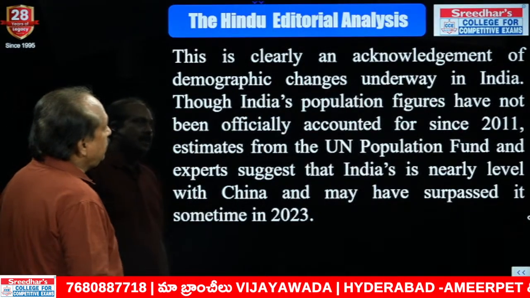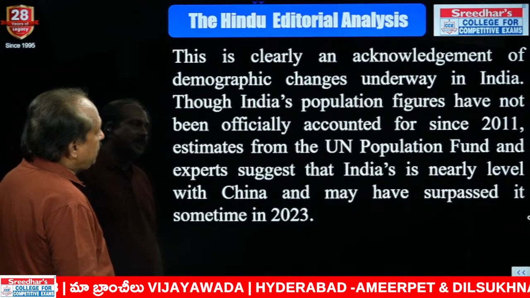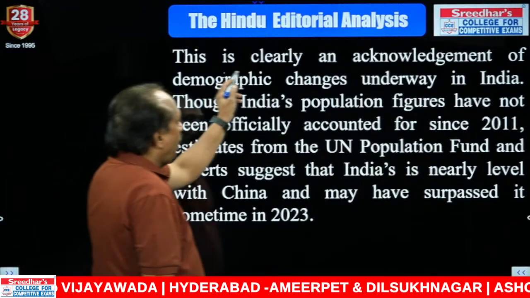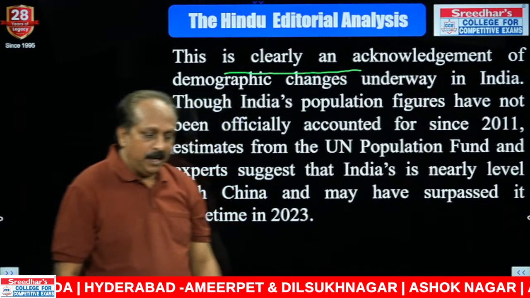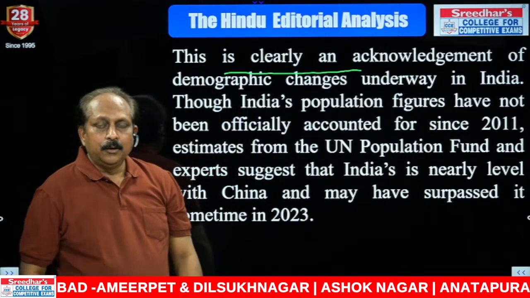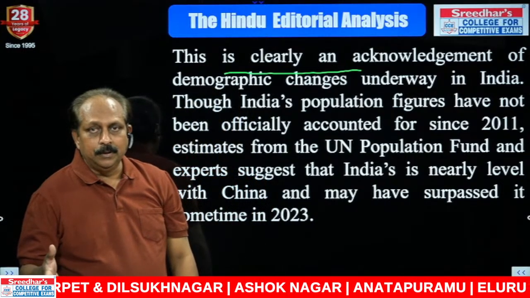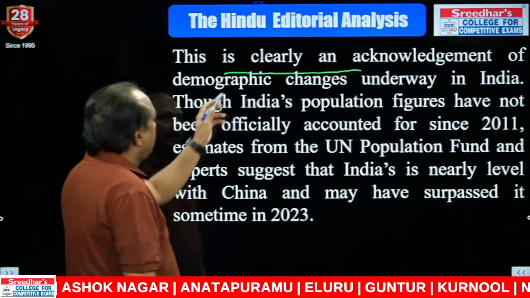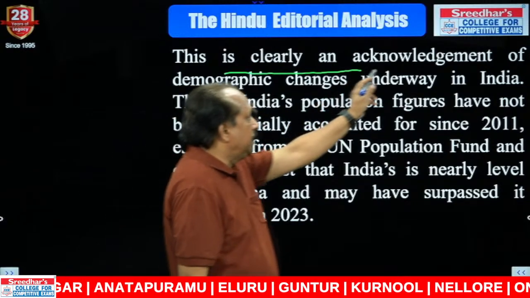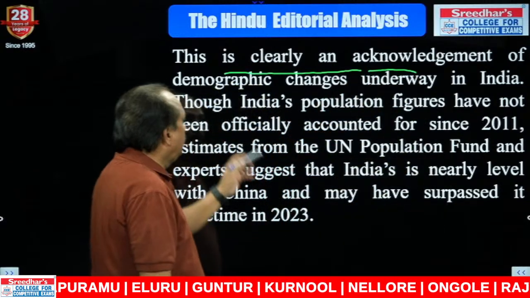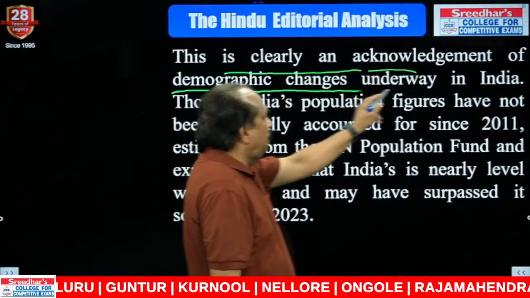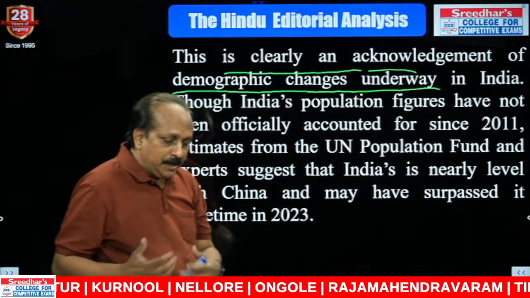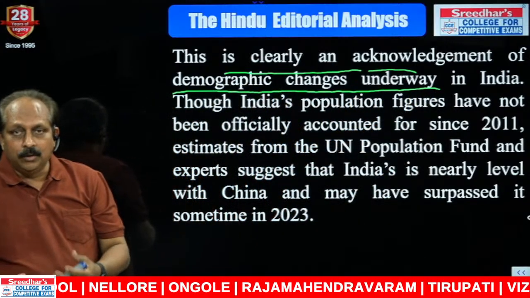This is clearly an acknowledgement of demographic changes underway in India. Why has it directed? The apex body has directed the insurance companies to consider 65 plus people. Why? What is the reason behind it? This sentence provides a reason. This is clearly an acknowledgement, accepting, of demographic changes underway in India. Demographic changes underway means going on right now in India.